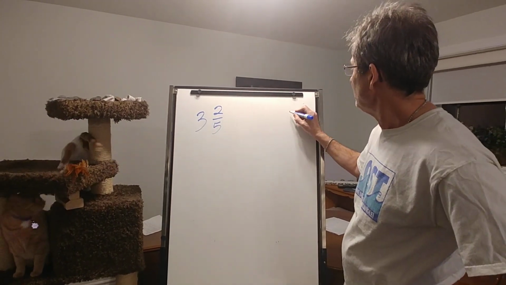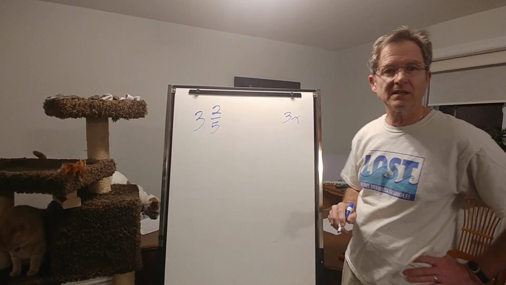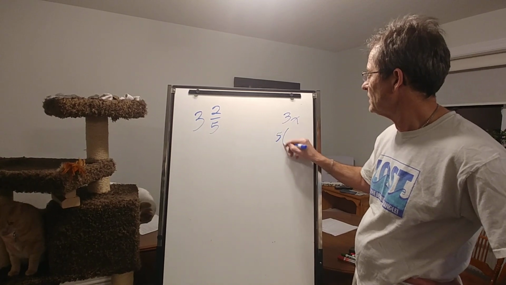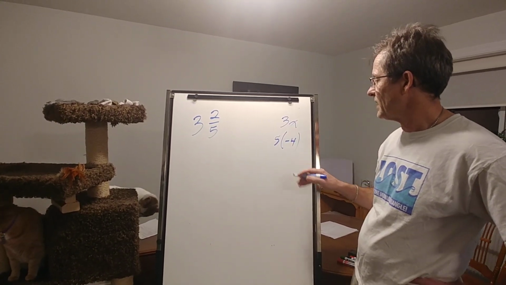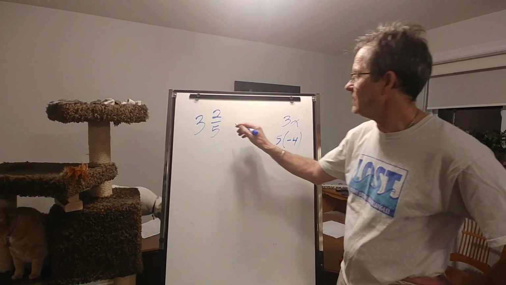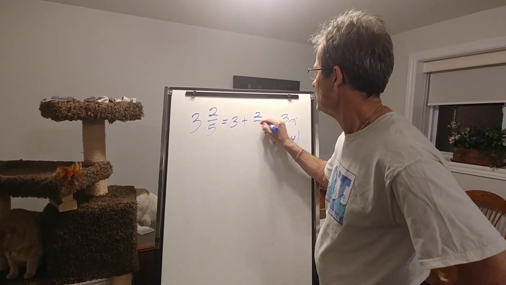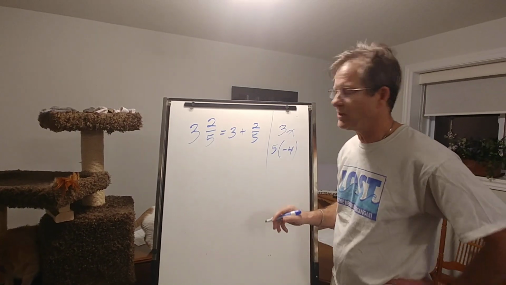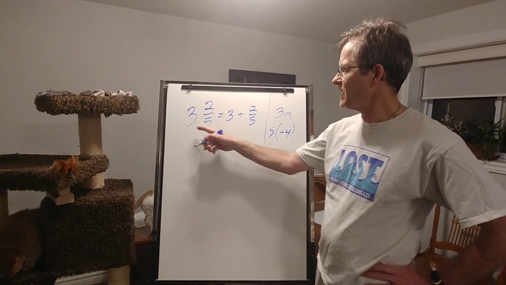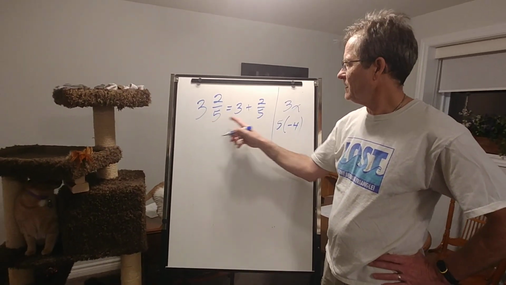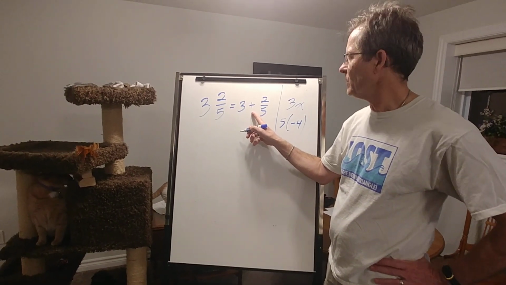For example, if you have 3x, that means 3 times x. If you have 5 times -4 in brackets, that means multiplication. But here, as you may know, it means 3 plus 2/5. That could be a cause for confusion. We say 3 and 2/5. And here means plus, not multiply.